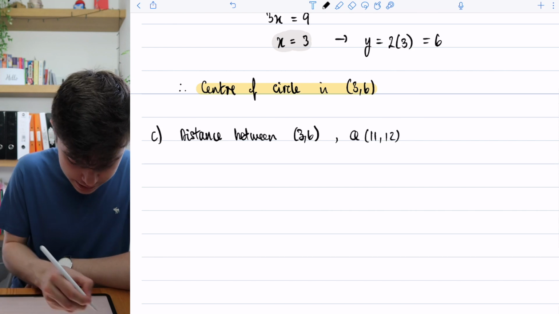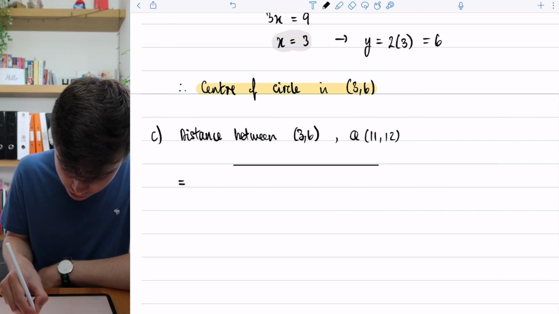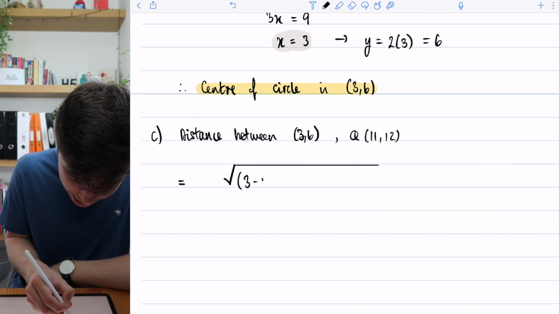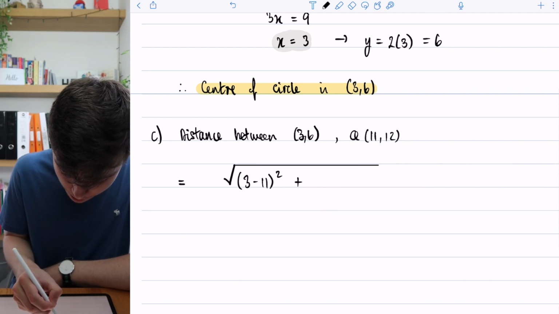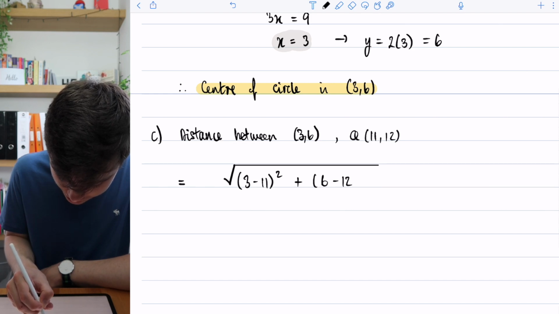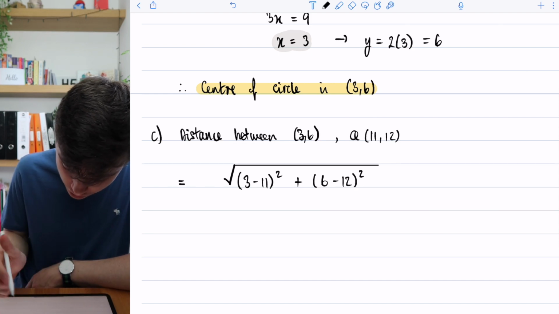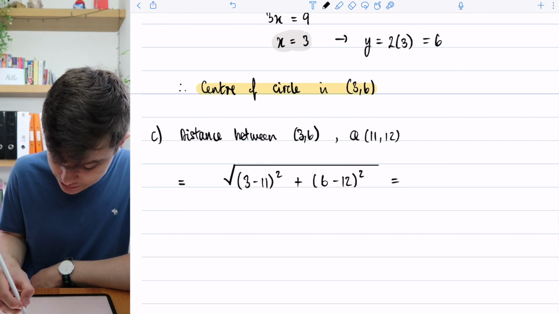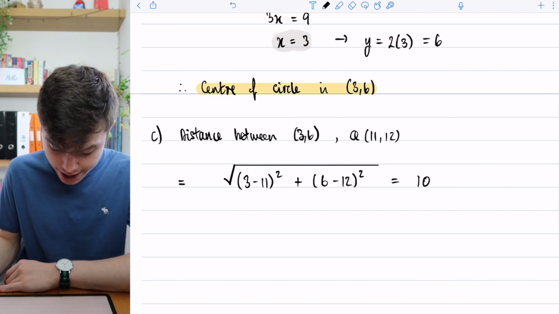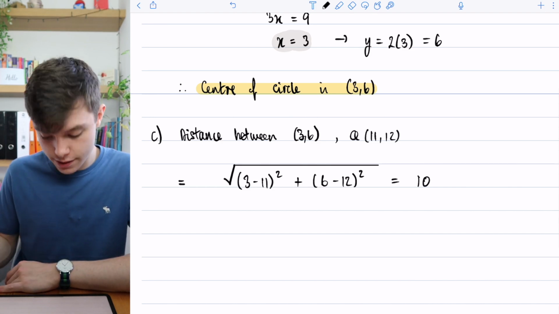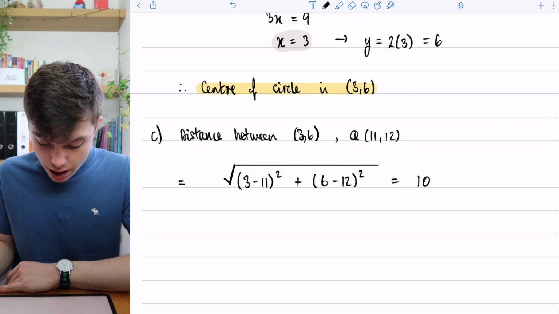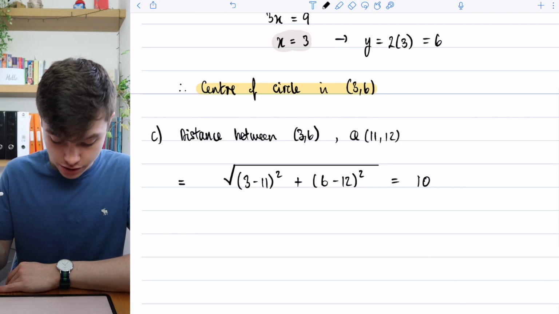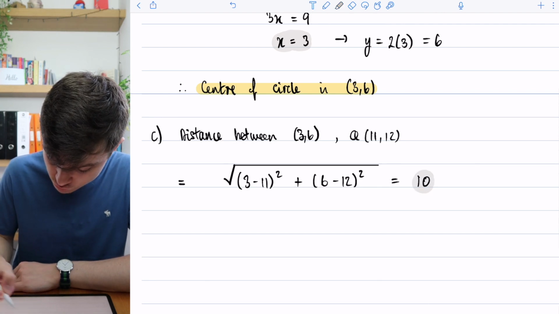So the distance is going to be the square root of the change in x, which is 3 minus 11 squared, plus the change in y, which is 6 minus 12 squared. When you do the maths on that, you can just put it into a calculator. You do get the square root of 100, so we get 10. That is the distance between the centre and a point on the circumference, so that is the radius of the circle.